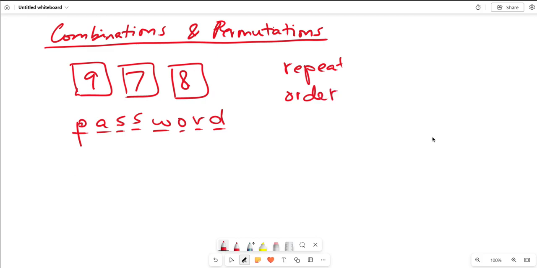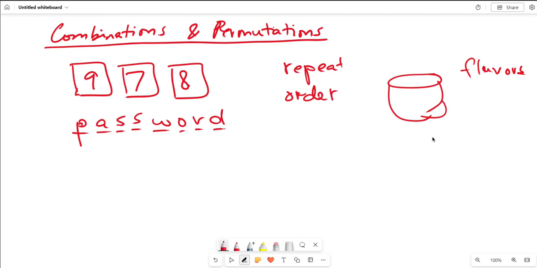So when the order matters, we call it a permutation. And when the order does not matter, we call it a combination. So for example, if I told you that you have a bunch of ice cream flavors at an ice cream shop, and you can choose any 3 flavors for your ice cream cup, it does not matter in which order you put the flavors into the cup. You just know that you're going to put 3 flavors into the cup.